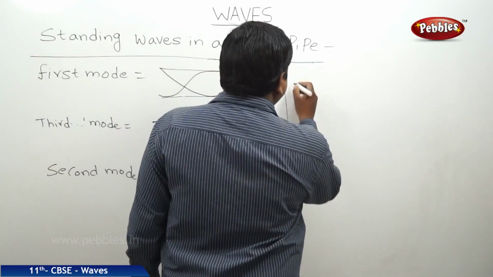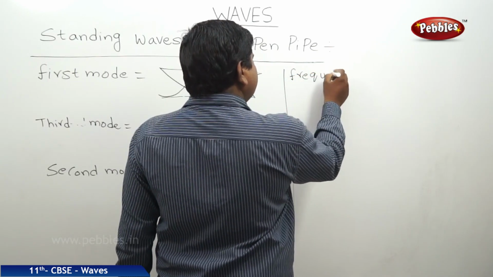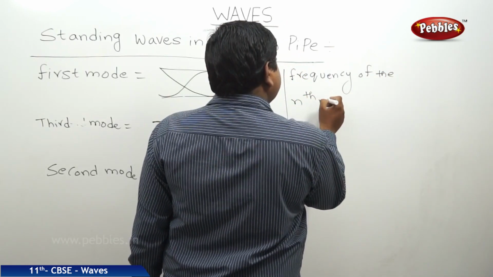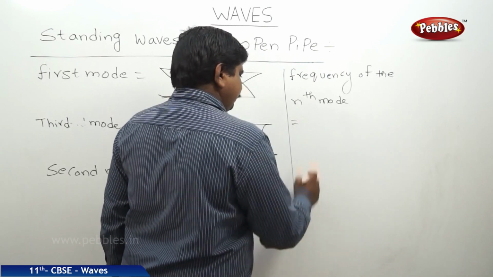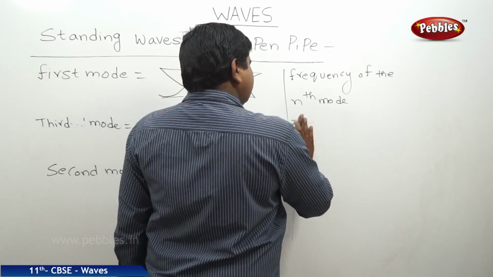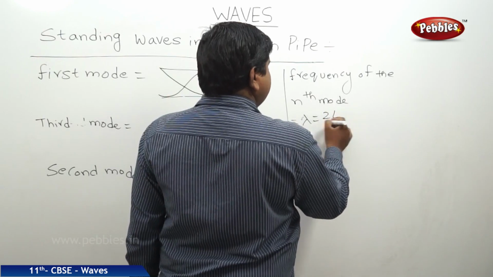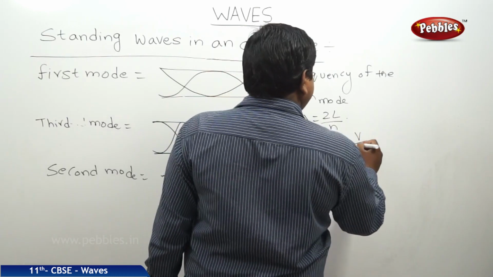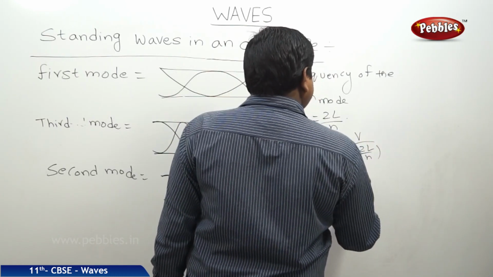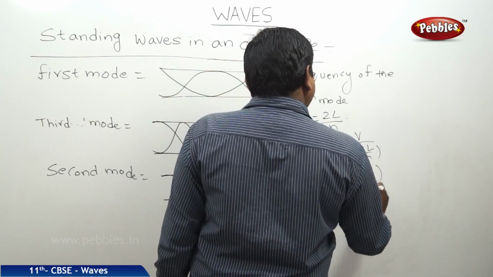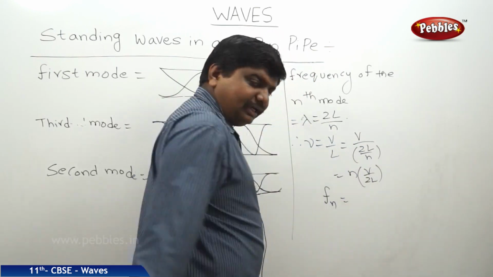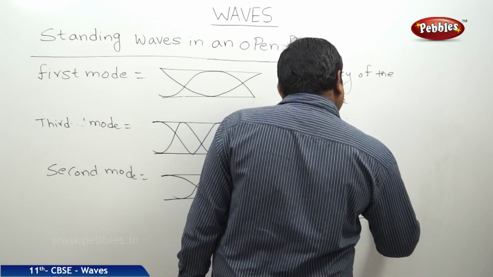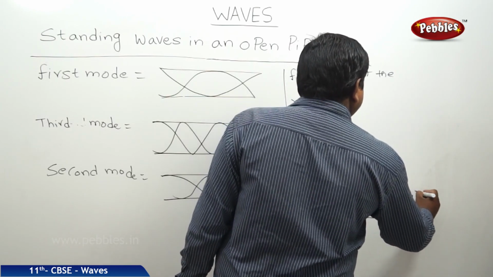So what about the frequency of the nth mode? We know that lambda is equal to 2L by N. Therefore, frequency is equal to V by lambda, V by 2L by N. Therefore, it is N into V by 2L. Therefore, the nth frequency is equal to N into F1, where N is equal to 1, 2, 3, etc.